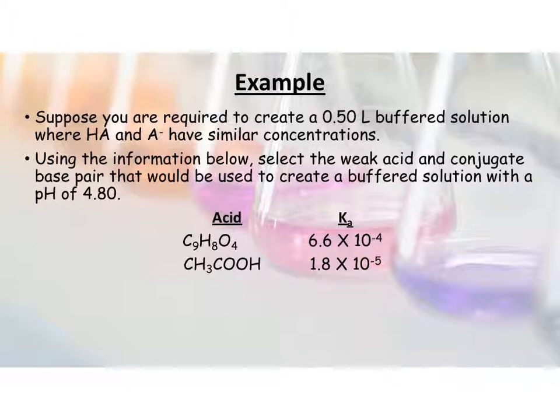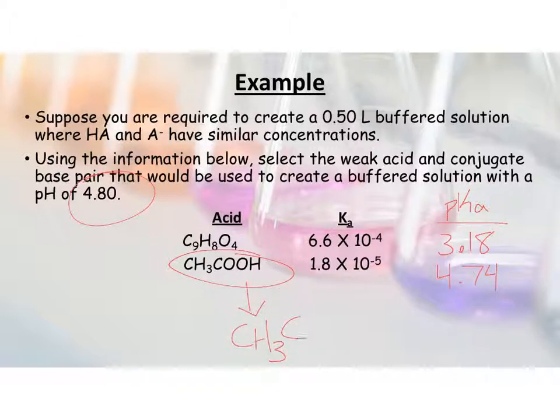All right, so suppose you're required to create a 0.5 liter buffered solution where the acid and conjugate base have similar concentrations. Using the info below, select the weak acid and conjugate base pair that would be used to create the buffered solution with a pH of 4.8. All right, so we're given two acids down here, and we're given their Kas. So the first thing you need to do is get their pKas. If we take the negative log of their Kas, we get a pKa of 3.18 and 4.74. We want our buffer to be 4.8, so this is the acid that we're going to choose, and then of course we would need its conjugate base, which is going to be that. So we need this and this in around equivalent concentrations for this buffer.